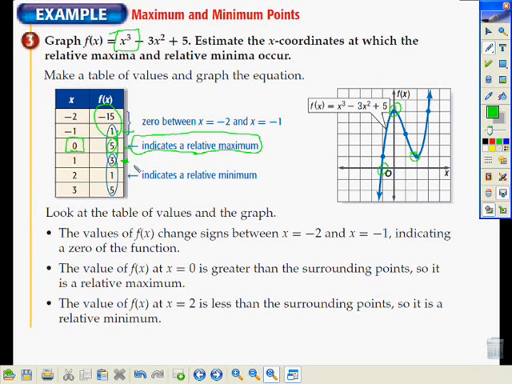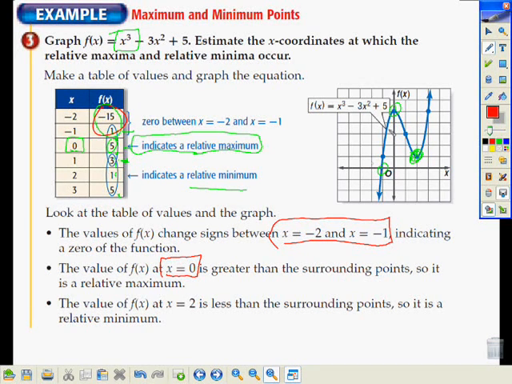On the other hand, here we're going down 3 to 1, and then we're going up 1 to 5. And so somewhere in there, there's going to be a relative maximum, which we can see right there. Okay, so again, we come back to 0. We know that there's a 0 between -2 and 1 because of this sign change. We can see that x equals 0 is greater than the surrounding points.